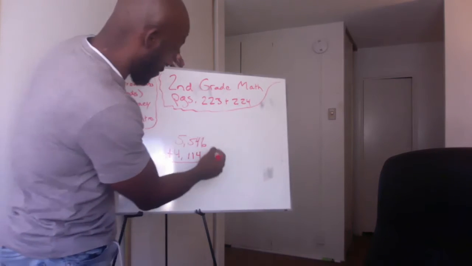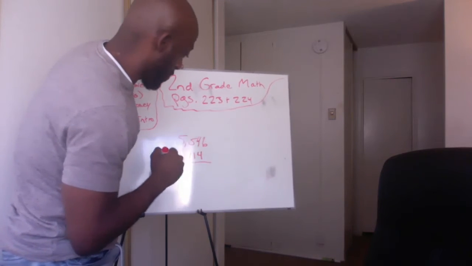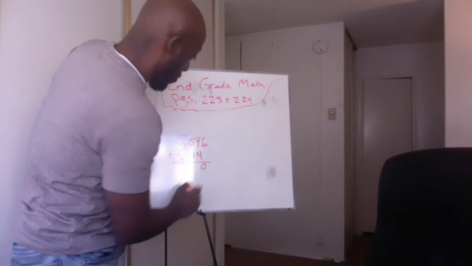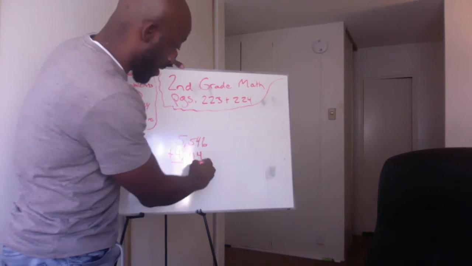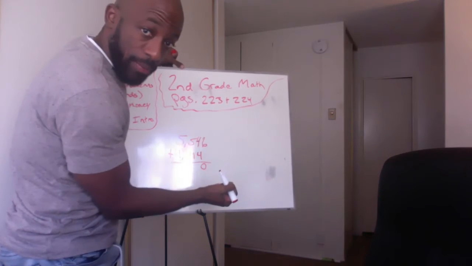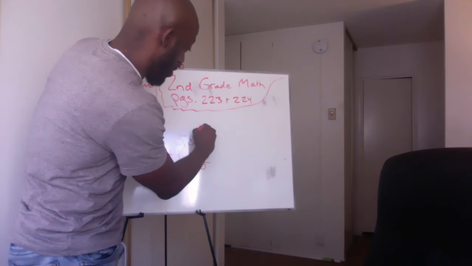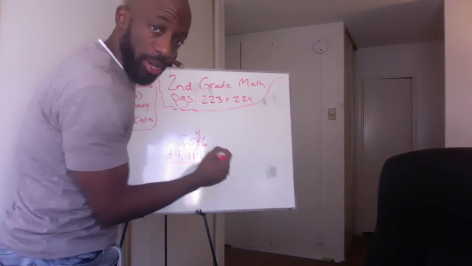Okay, so now we have 6 plus 4. What does that give us? That gives us 10. Okay, wait a minute. I can't write 10 down here, so I write the 0. Where does the 1 go? I got to carry the 1. So the 1 goes up here, and I got to add that, just so you know, so you make sure.